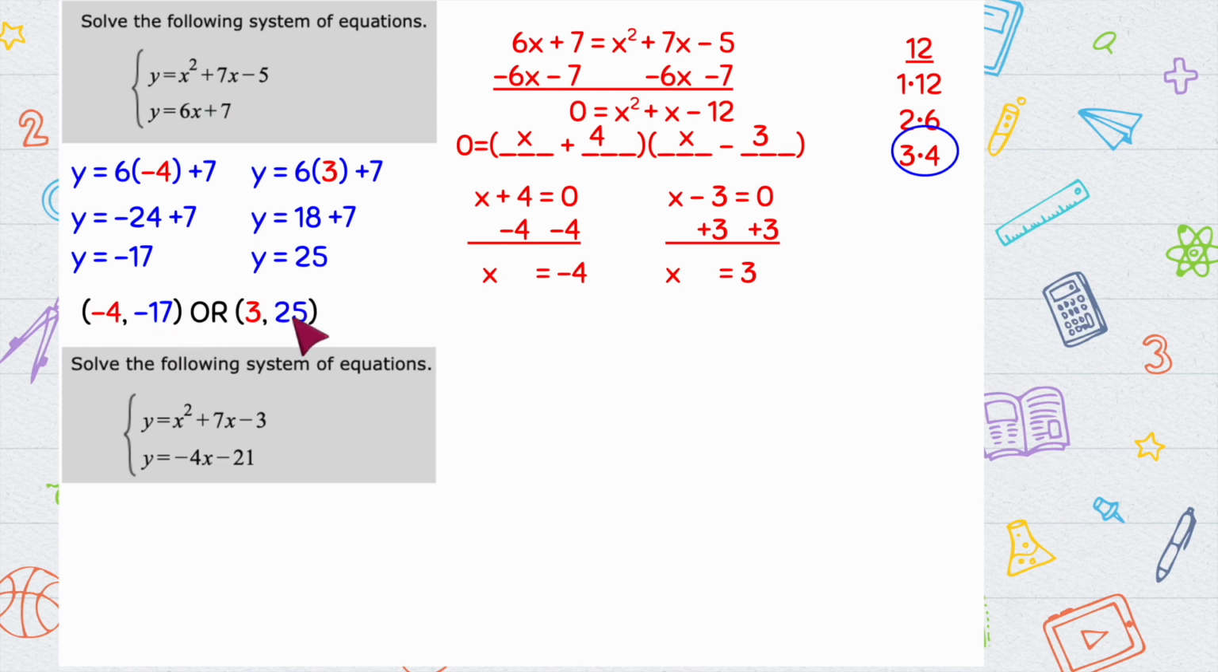So make sure you get the whole solution. You can't just type in the x coordinates and be done. You have to have the whole coordinate in order to finish this one. All right, so let's go ahead and do one more of these.